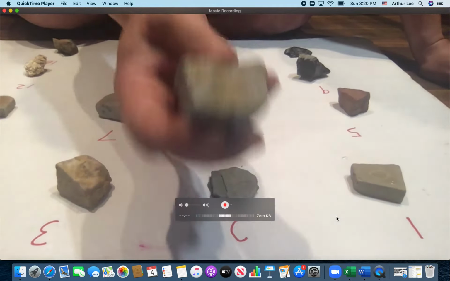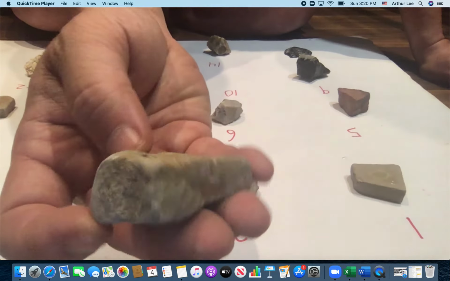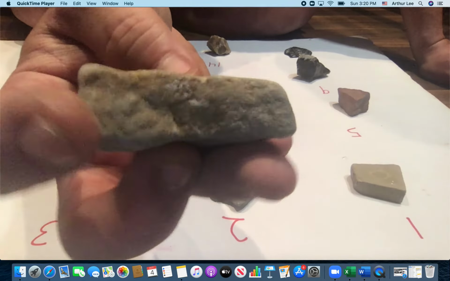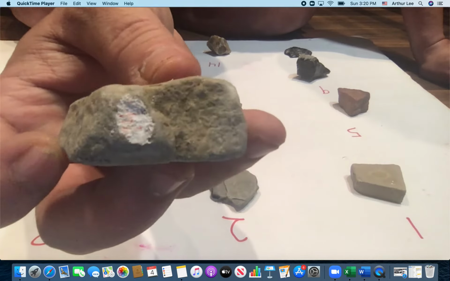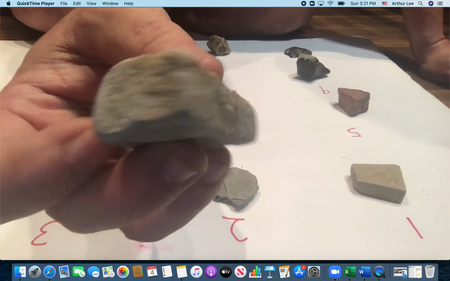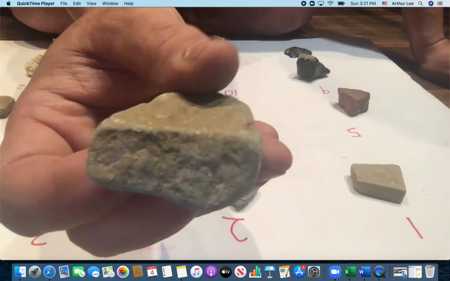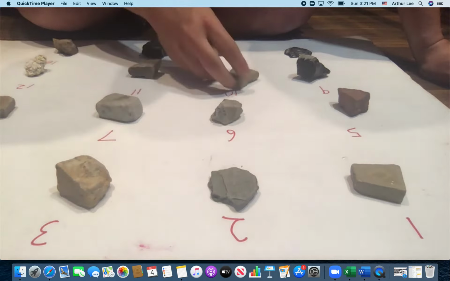Next rock is sample number 10. Note the size of the particles in this rock. Do you think it's made of sand, gravel, silt, or clay? There's a gritty feel to it as well.